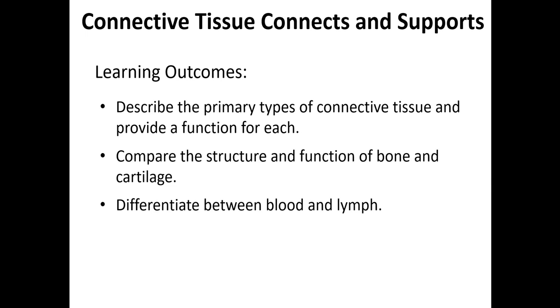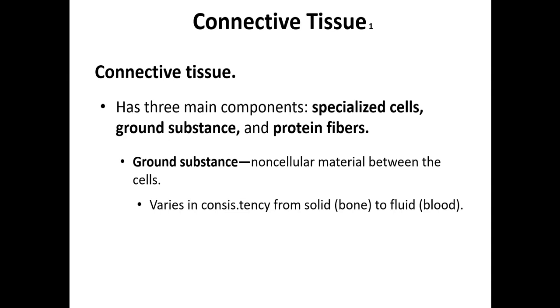The next submodule is going to be connective tissue and how it connects and supports the body. Learning outcomes are: describe the primary types of connective tissue and provide a function for each, compare the structure and function of bone and cartilage, and differentiate between blood and lymph. Connective tissue binds body parts together, provides support and protection, fills in the spaces, stores fat, and forms our blood cells.